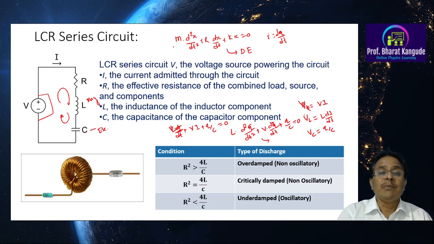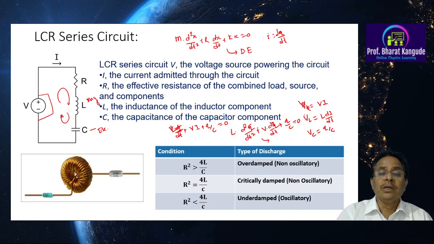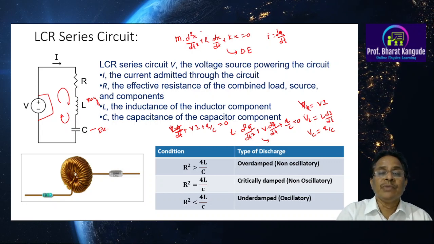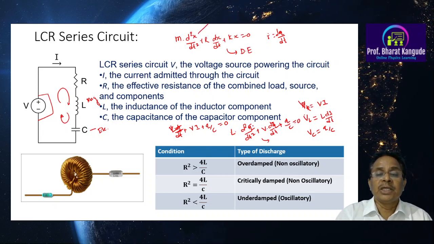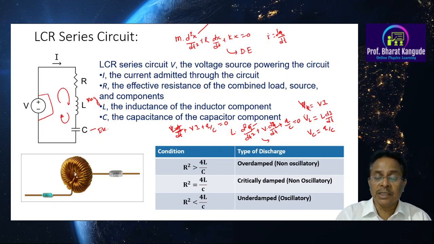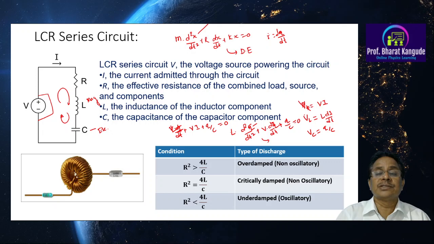So here m is like L, and d square q upon dt square is like d square x upon dt square. Here x is the displacement, and q is the charge stored by this particular capacitor. So its second derivative, d square q upon dt square, is this term here.